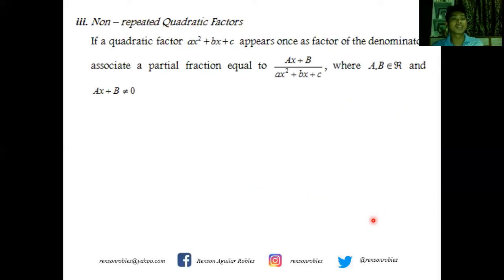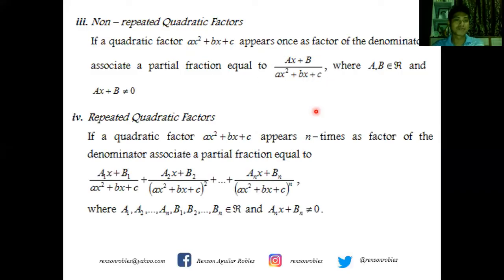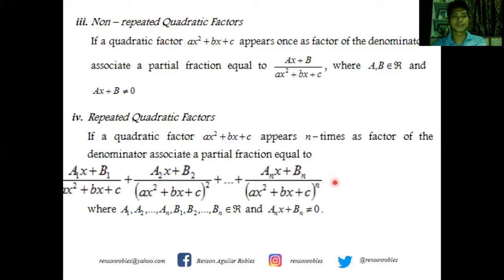And case number three, the non-repeated quadratic factor. This time, the denominator contains ax² + bx + c as one of its factors, and that appears once. So we associate a partial fraction equal to (Ax + B) over (ax² + bx + c). And finally, for case number four, we consider repeated quadratic factors. That is when this quadratic factor, ax² + bx + c, appears n times as a factor of the denominator, then we associate a partial fraction equal to this.